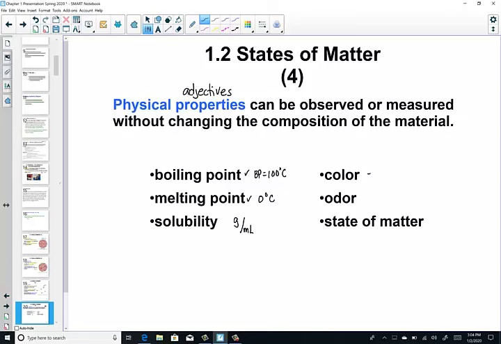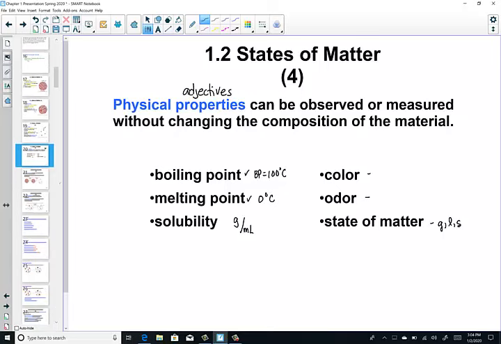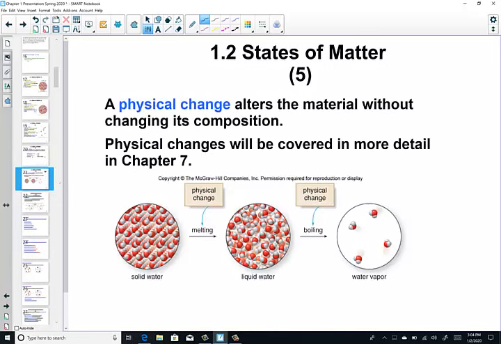I can tell you a color. Sulfur is yellow. Water is clear typically. I can talk to you about an odor. I can even describe to you the states of matter, if it's gas, liquid, or solid. All of these little adjectives or qualifiers about an object are describing its physical properties. So think of these as just adjectives, qualifying statements that describe a substance.